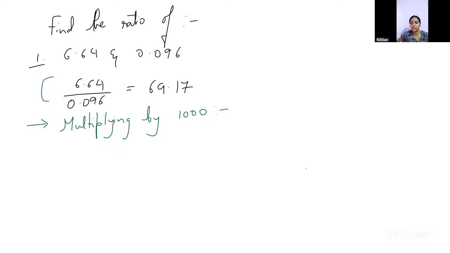In division, the number which is to be divided is written on top of the fraction, and the number with which we are dividing is written in the bottom of the fraction, the lower part. Okay. If you multiply both by 100 to remove the decimal, 0.096 becomes 96, and 6.64 becomes 664.